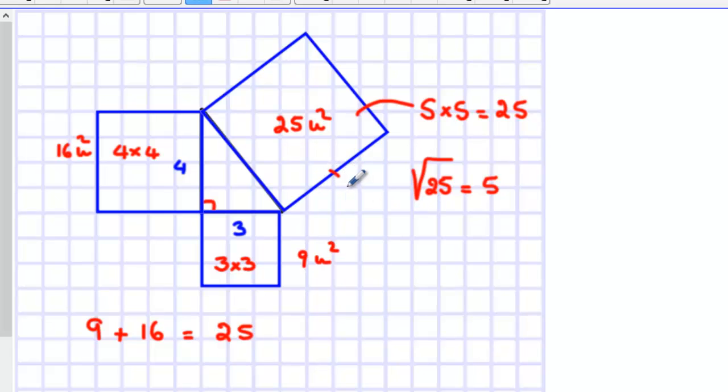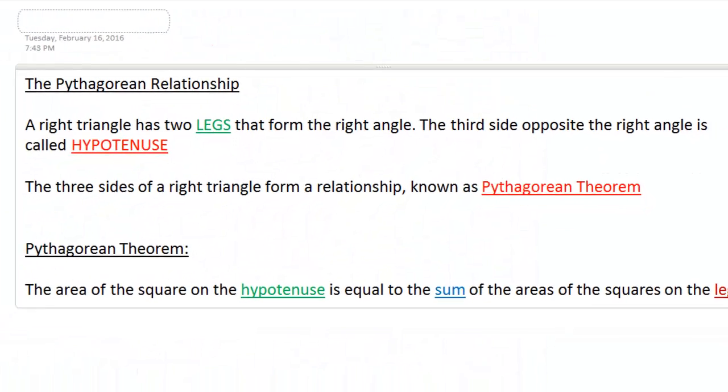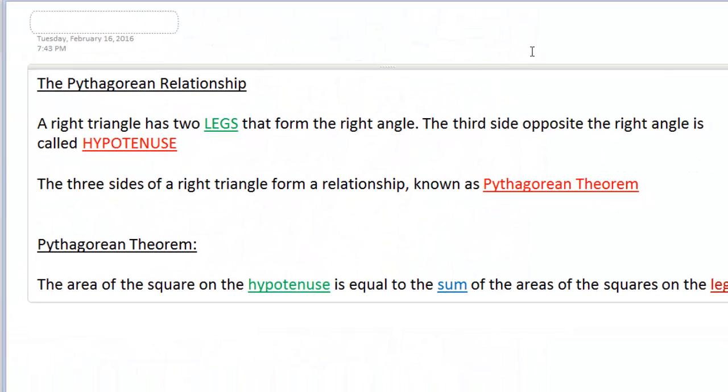That means this side equals 5, this side equals 5, this side equals 5, and this side equals 5. So from here, I know leg 1 and leg 2 are 3 and 4. I didn't know the hypotenuse, but with the Pythagorean theorem, I can find it. Let's now start some problems and see how we can use the Pythagorean theorem to find unknown lengths of a leg or hypotenuse.